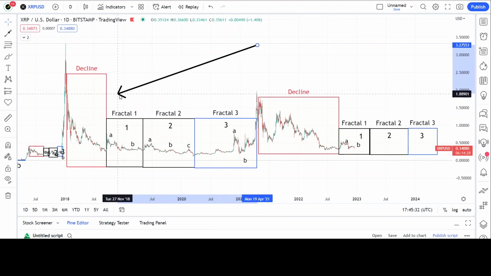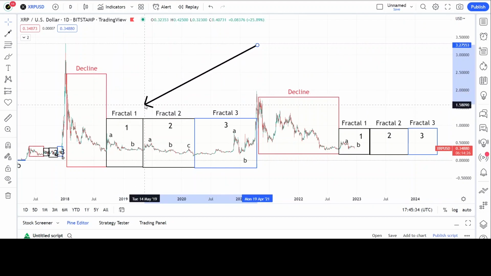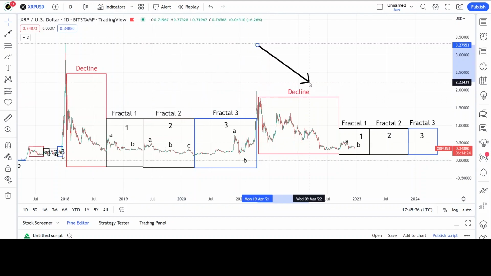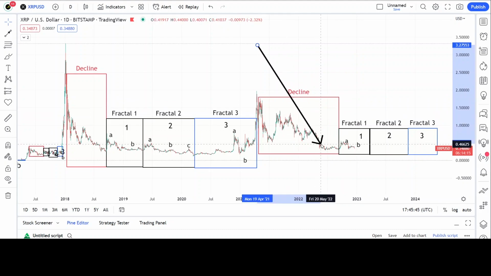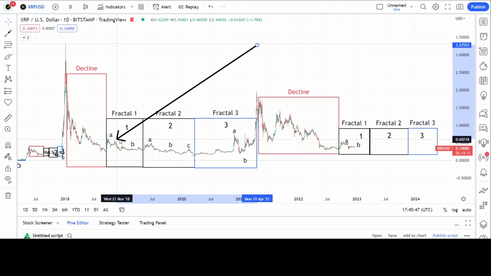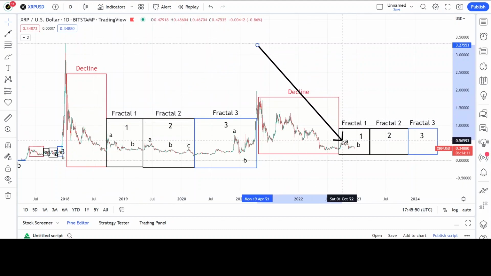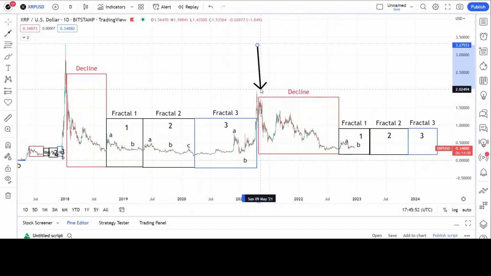Now it's important to note that XRP is continuing to follow this repetitive structure. There is nothing unusual that has been taking place, even though it looks different. This decline looks different from this decline. This structure looks a little different from this structure. Structurally, they are doing what they should be doing at the right time.